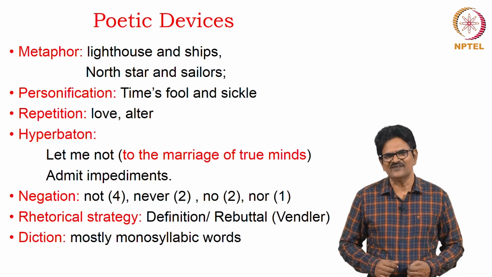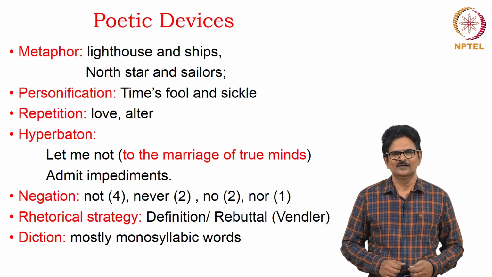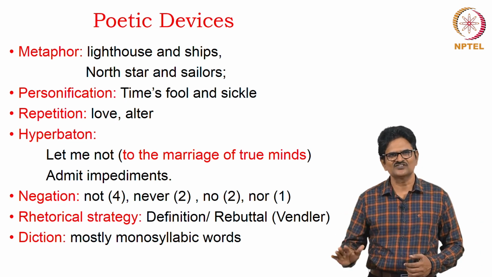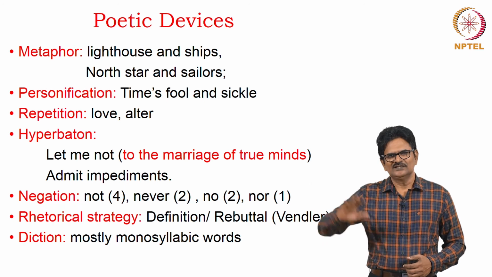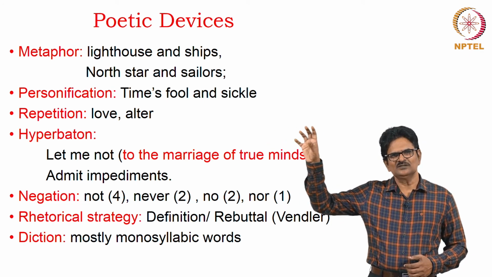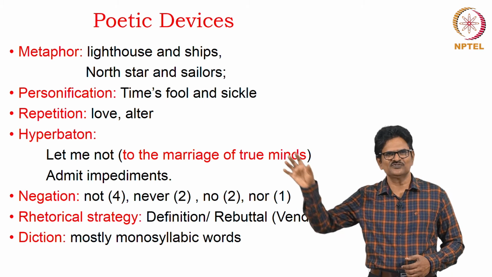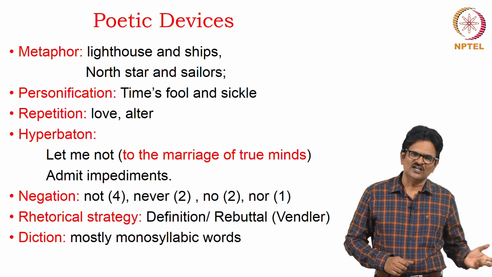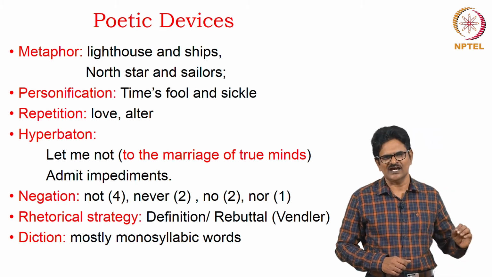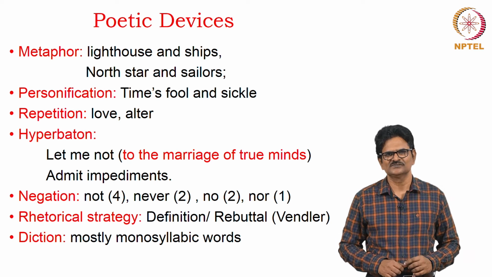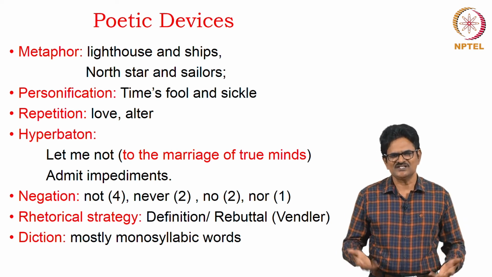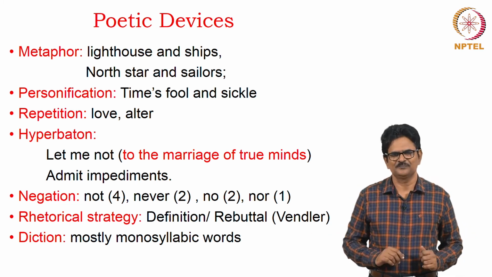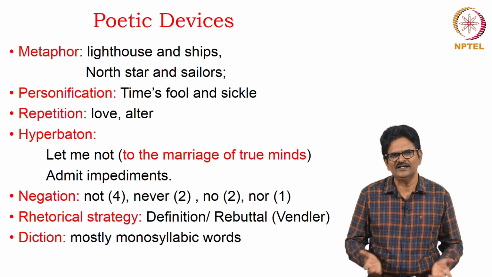There are many poetic devices in this sonnet. Metaphors we find in the case of lighthouse and ships, north star and sailors. There is a kind of never changing particular point for ships and sailors. We also have personification in the case of time's fool and sickle. Two words are repeated often in this poem, love and alter. Love does not alter, that is the whole idea of this poem.